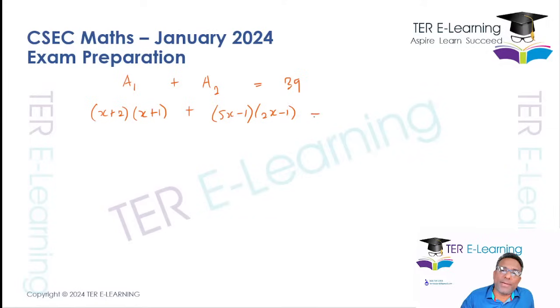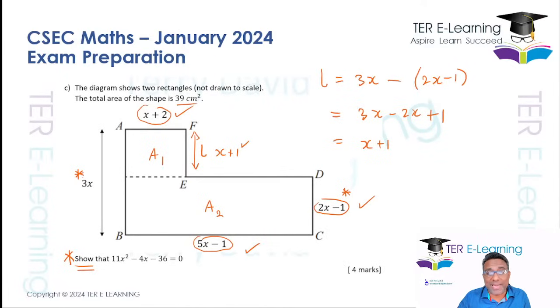Right? And you're going to get 39. So now what we're going to do is simplify this, and we know what the answer is supposed to be. The answer is supposed to be this. So that's what we're working towards.